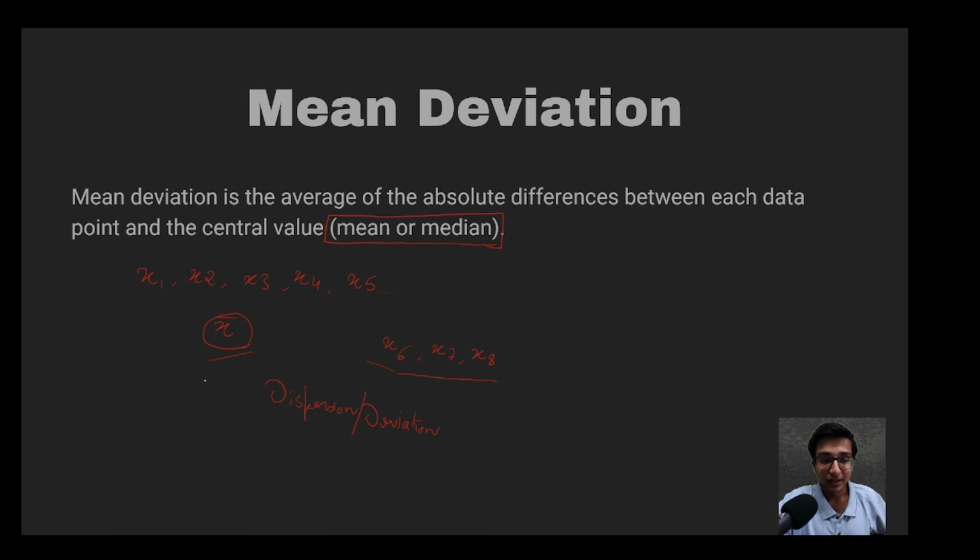So basically our mean deviation here would become mod of x6 minus x bar plus mod of x7 minus x bar plus mod of x8 minus x bar, divided by 3, since there are 3 new terms that have been added. This is our mean deviation of the given points. This is about the central value, which is mean. Now it could have been median as well, so it works for both. Again, just remember this: mean deviation does not work for mode.